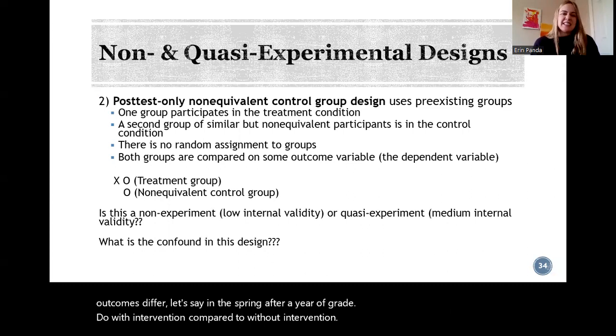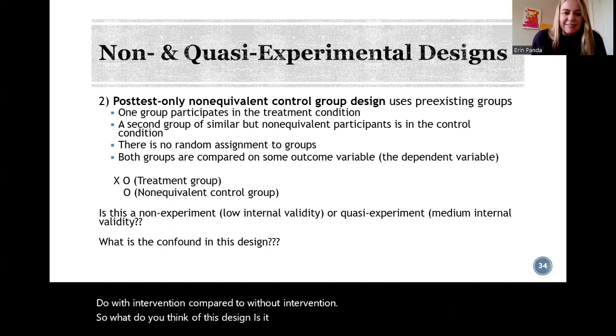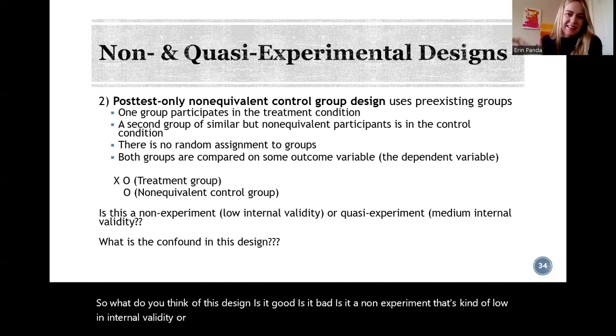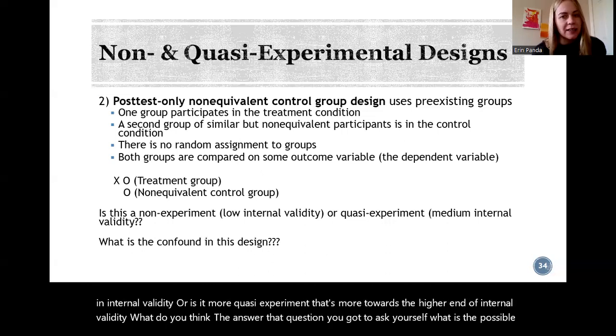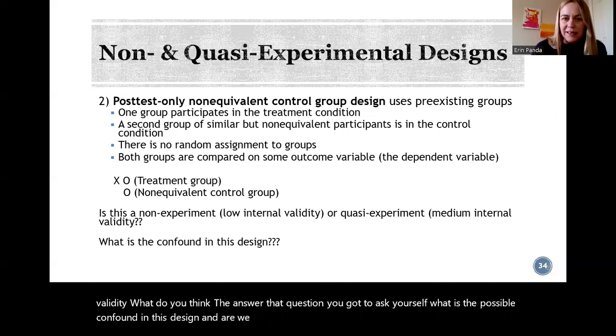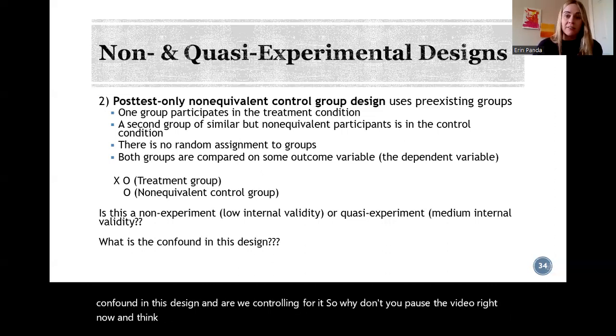So what do you think of this design? Is it good? Is it bad? Is it a non-experiment that's kind of low in internal validity, or is it more a quasi-experiment that's more towards the higher end of internal validity? Well, to answer that question, you have to ask yourself, what is a possible confound in this design, and are we controlling for it? So why don't you pause the video right now and think of what is a possible confound in this design?